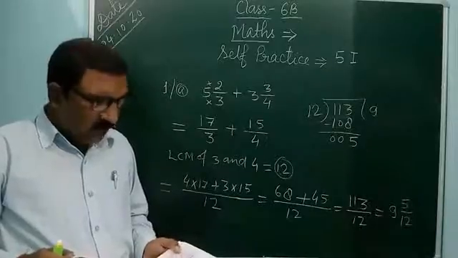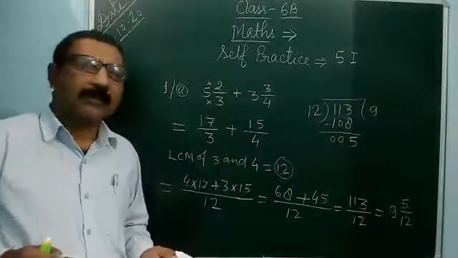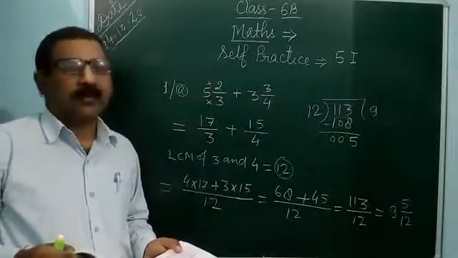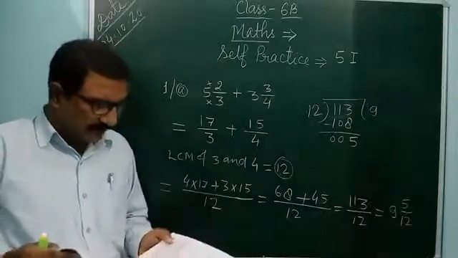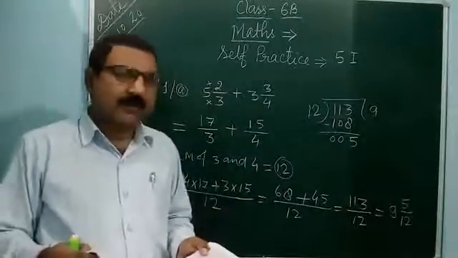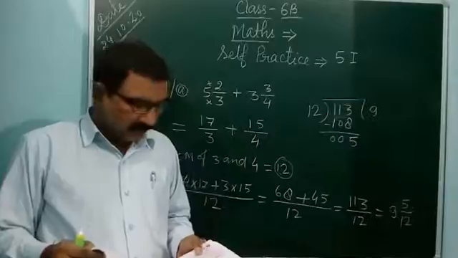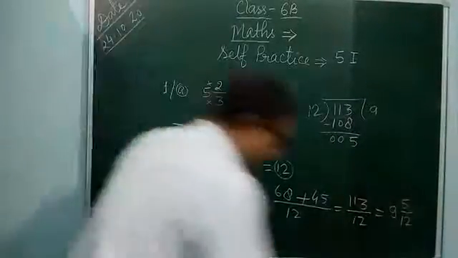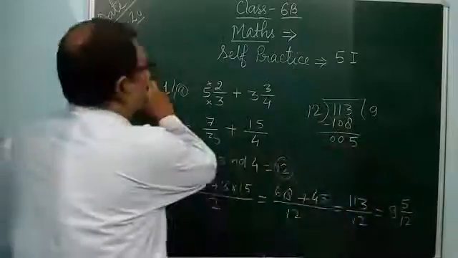So question number 3, firstly convert into improper fraction. After that, having done improper fraction, you can take the LCM of 3, 8 and 6. After doing that, you can equalize the denominator and you can add together. Now you see question number 4.